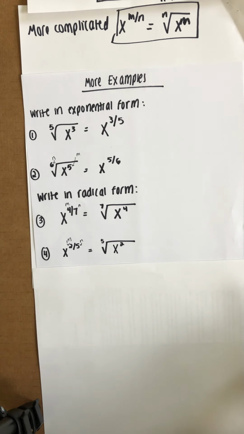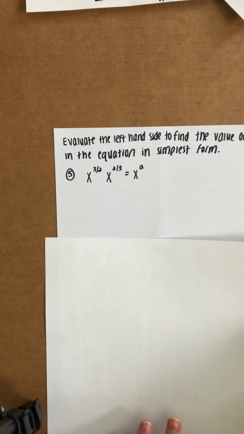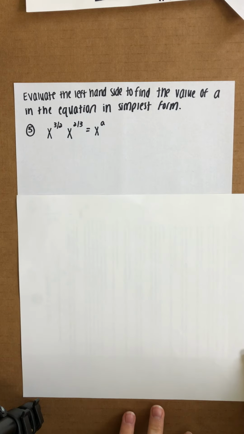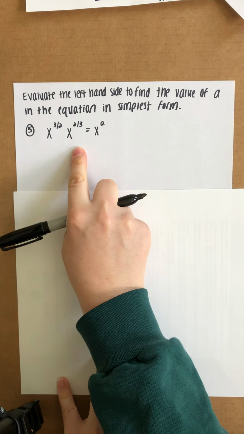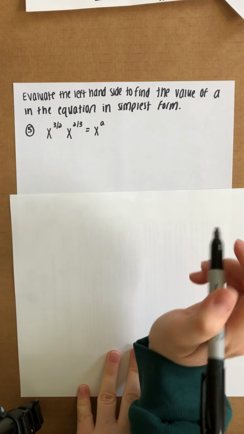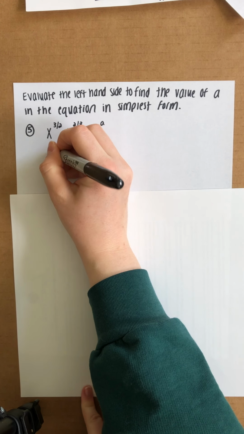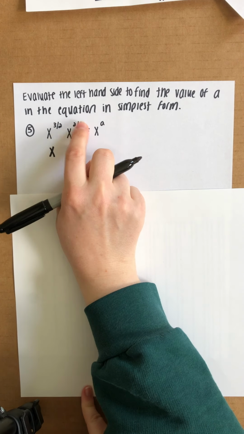So let's take a look at how we can actually combine our exponent properties to solve more problems. For this, we need to evaluate the left-hand side to find the value of a in the equation in simplest form. So what that means is you want to try to simplify this side of the equation, and then we'll figure out what a is. To simplify this, we're going to use our exponent rules that we talked about a couple weeks ago. X to the power of 3/2 times x to the power of 2/3.